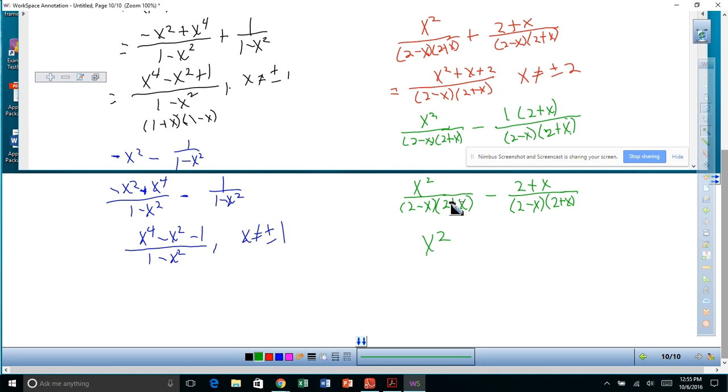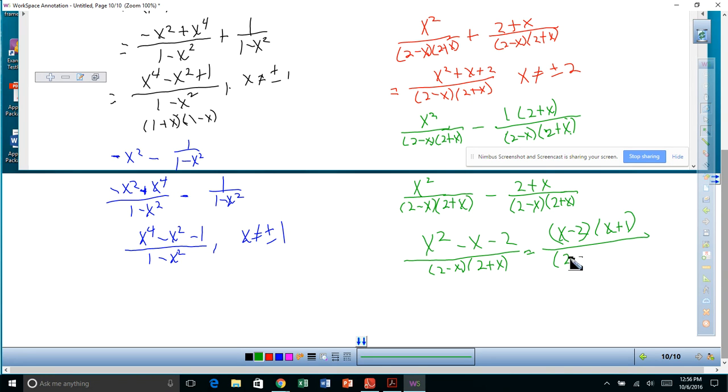So we got x squared minus x minus 2 over 2 minus x times 2 plus x. All right. This can be factored. That can be factored. So let's factor that. That's going to be x minus 2 times x plus 1. Over there, you couldn't factor it. It didn't matter. It wasn't in the denominator anyway. So here you could factor it, but it wouldn't have been in the denominator.